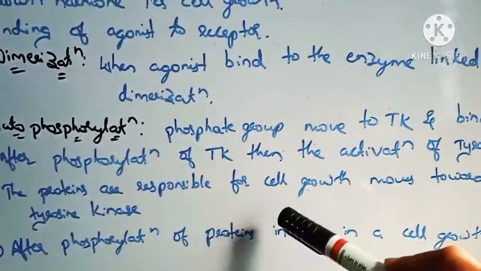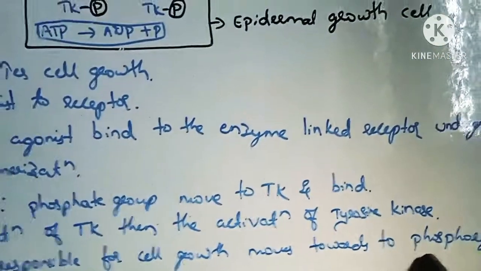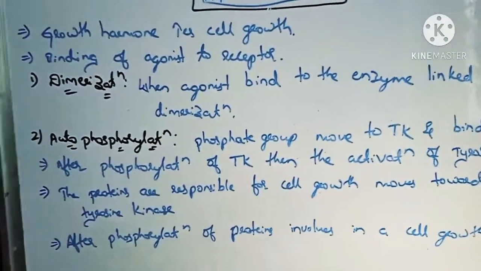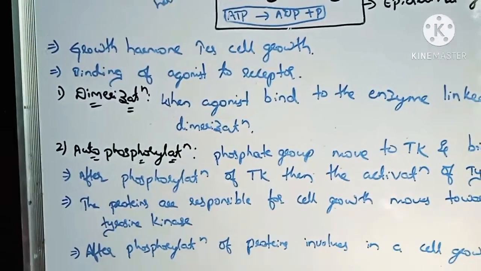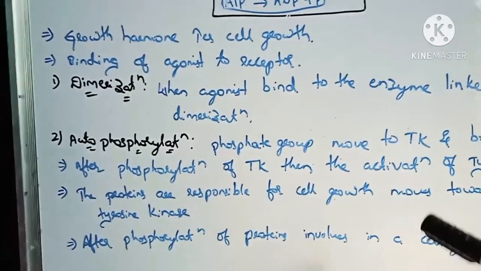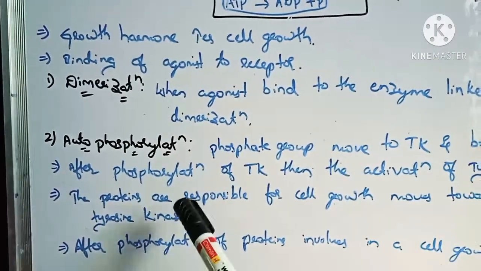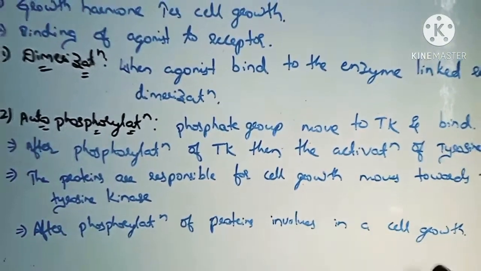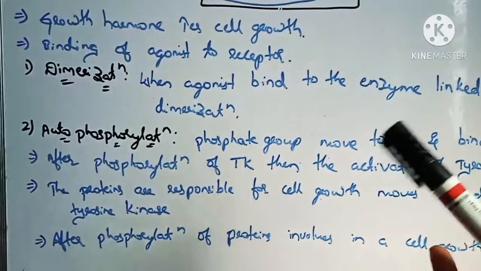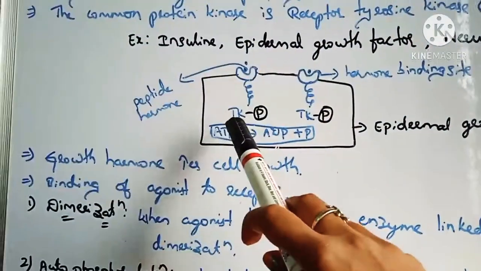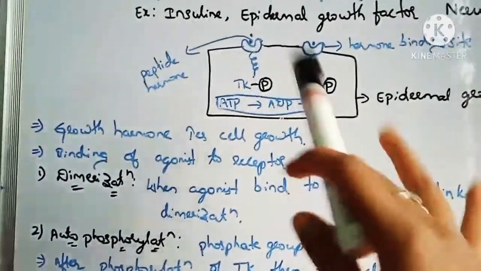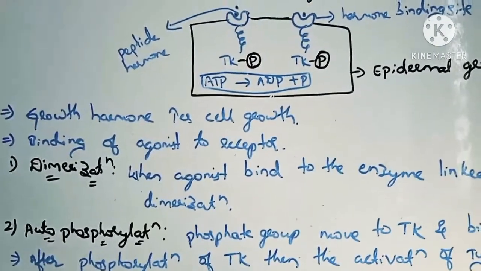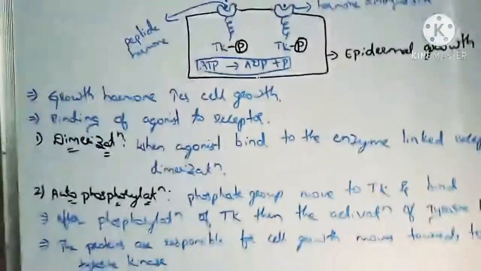The proteins responsible for cell growth move towards the phosphorylated tyrosine kinase. The growth hormones are nothing but proteins. The proteins are mainly responsible for cell growth and move to the phosphorylated tyrosine kinase. After phosphorylation of the proteins, they are involved in cell growth. Then after phosphorylation takes place, the phosphate is bound to the tyrosine kinase, and it will undergo cell growth. So the proteins are mainly helpful for cell growth.